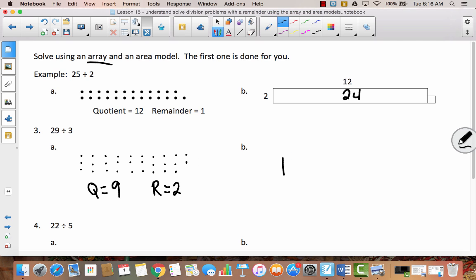So now let's draw our area model. So I know that I have a width of 3 because I'm dividing by 3. And I know that 9 times 3 is going to get me really close to 29. But 9 times 3 is 27. So I'm going to have to add 2 more rectangles to show that I have a remainder of 2. So I have 27, 28, 29.